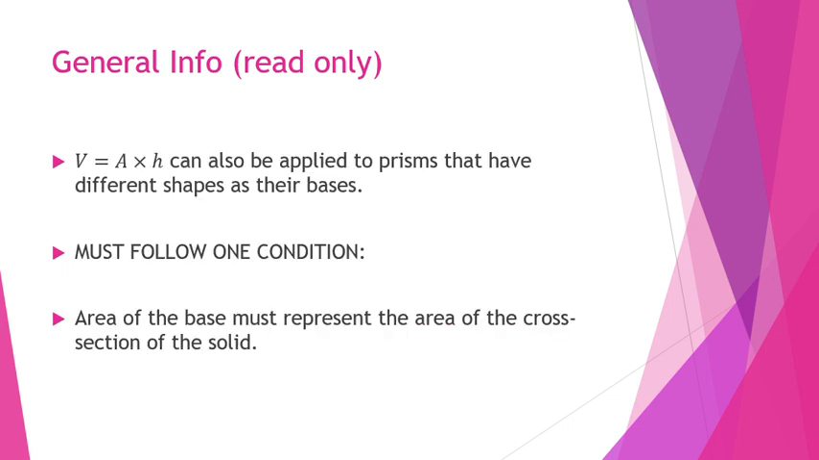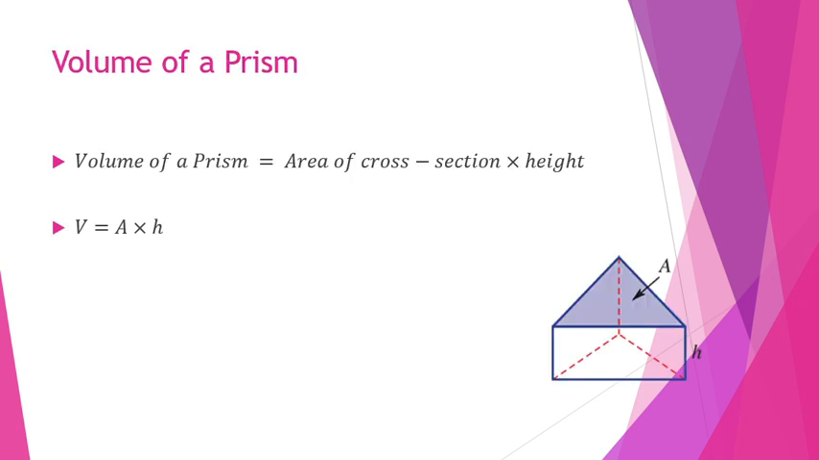Now what's this one here? So yeah, that's just what I was talking about before. Okay, really important here: area of the base must represent the area of the cross section. So this is the formula: area of cross section, aka area of base, that works as well, multiplied by height. V equals A times H. So you're just finding the area of the shaded area, and then multiplying it by the height.